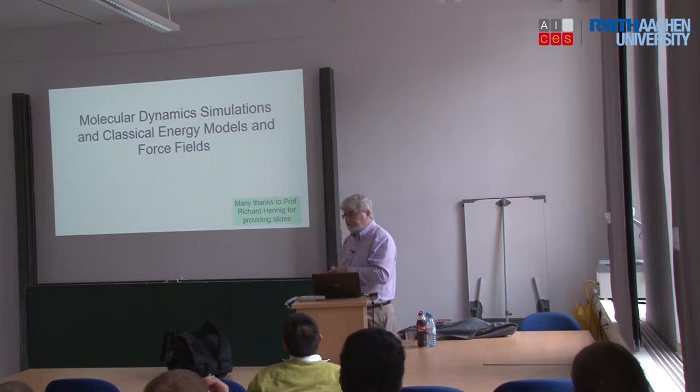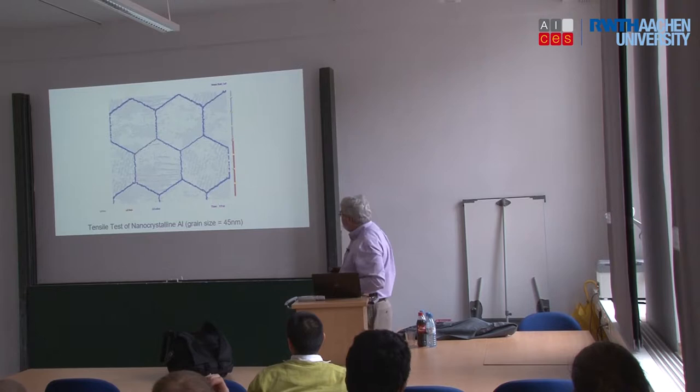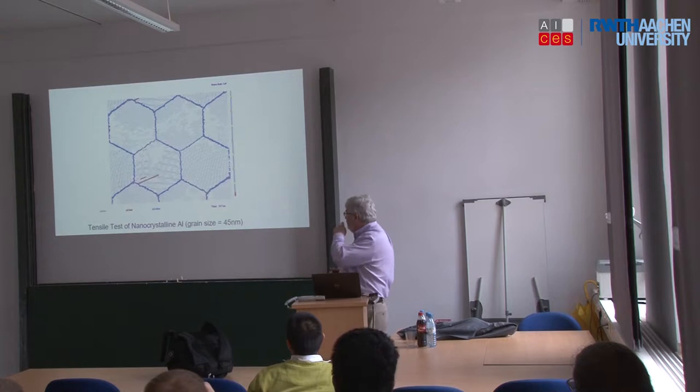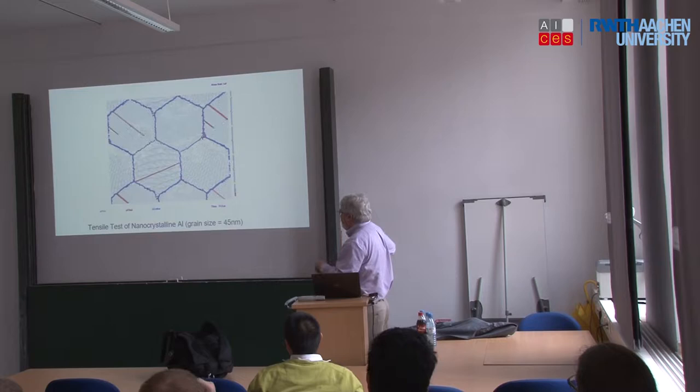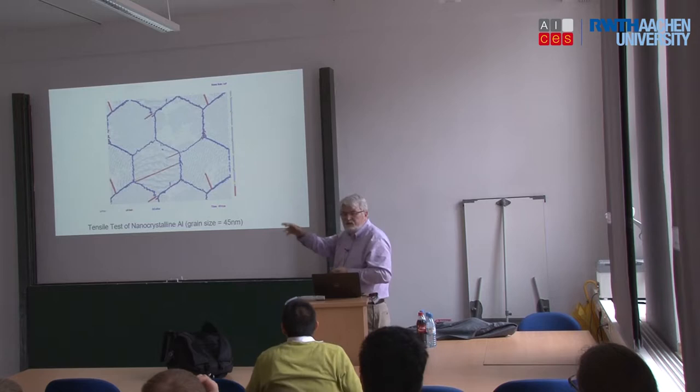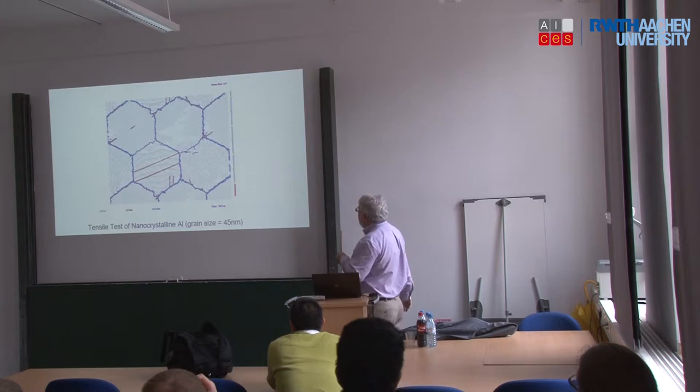So first, I'm going to start with just a simple illustration of molecular dynamics. This is actually quite old work, again from my group. This is 15 years old now. But still, it's quite interesting, and this is showing a tensile test on nanocrystalline aluminum. So this is aluminum metal, grain size is about 45 nanometers. Don't worry about these gray bits. That's all to do with the primitive visualization methods we had back in the old days in 2002.